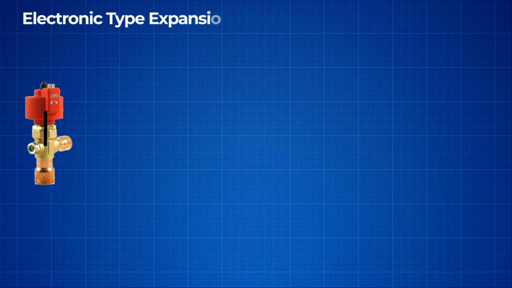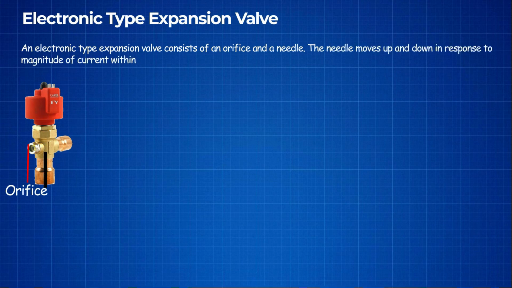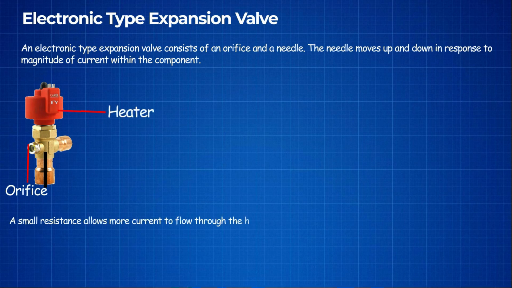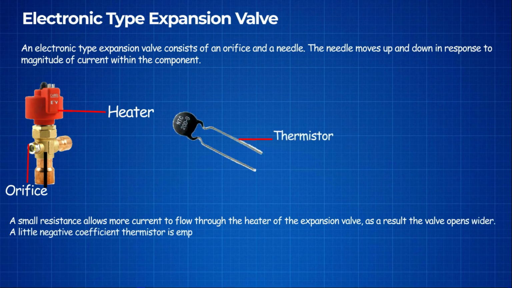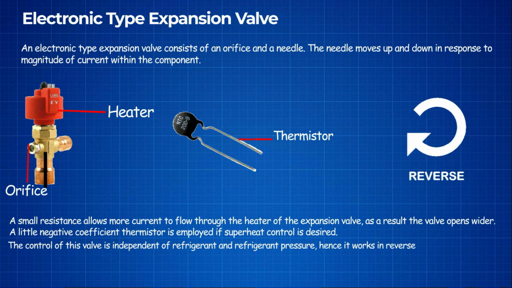Electronic type expansion valve. An electronic type expansion valve consists of an orifice and a needle. The needle moves up and down in response to the magnitude of current within the component. A small resistance allows more current to flow through the heater of the expansion valve. As a result, the valve opens wider. A little negative coefficient thermistor is employed if superheat control is desired. The control of this valve is independent of refrigerant and refrigerant pressure, hence it works in reverse flow direction also.